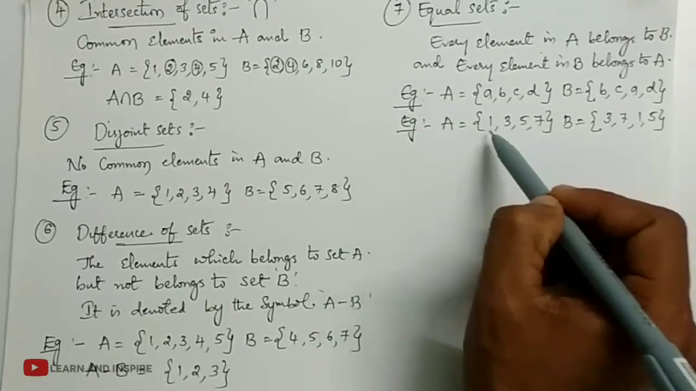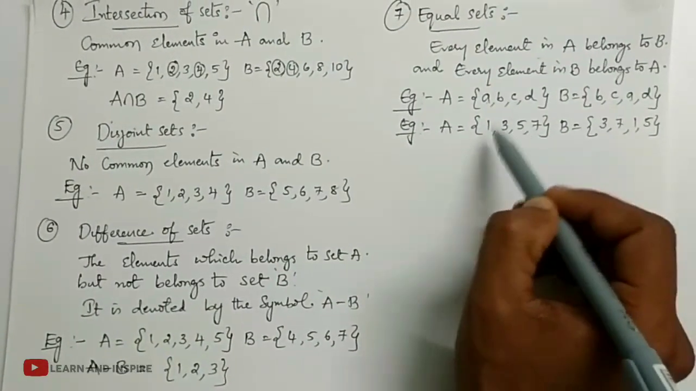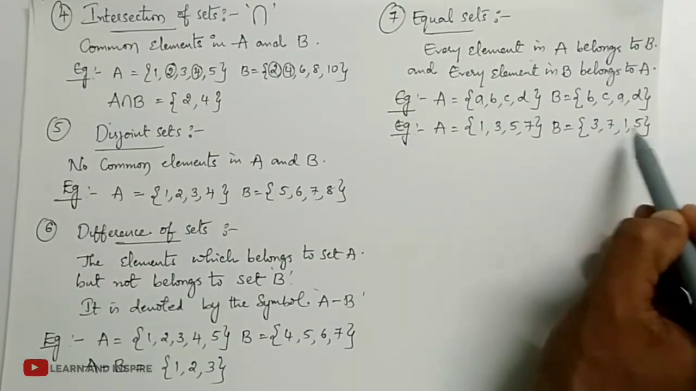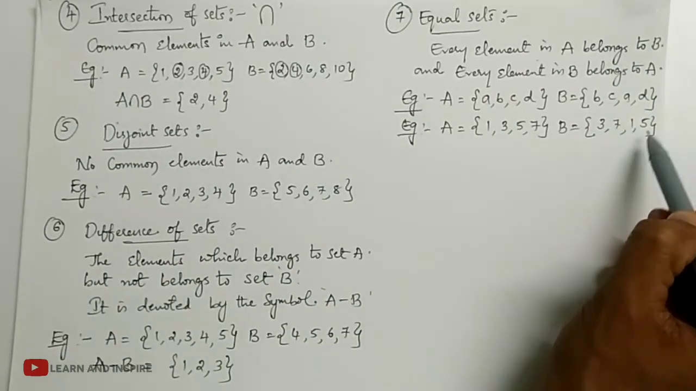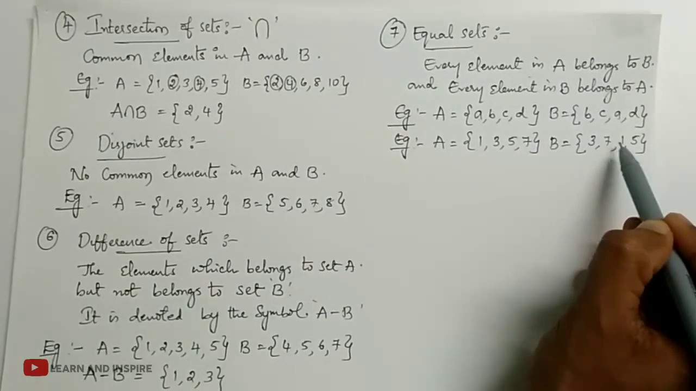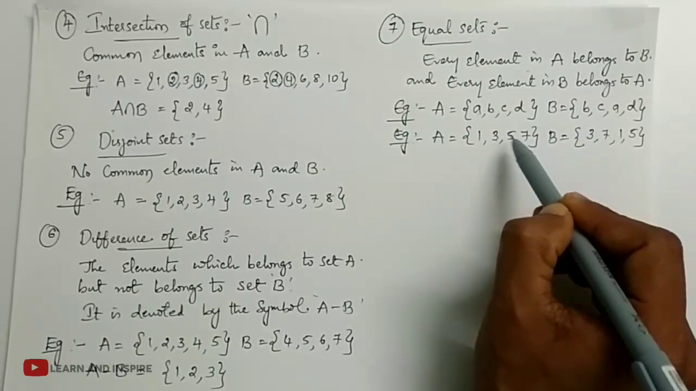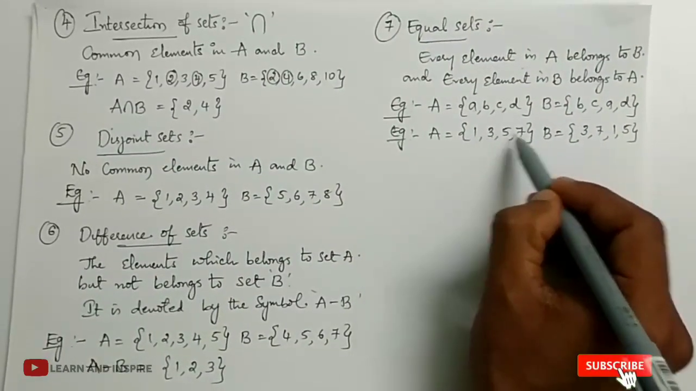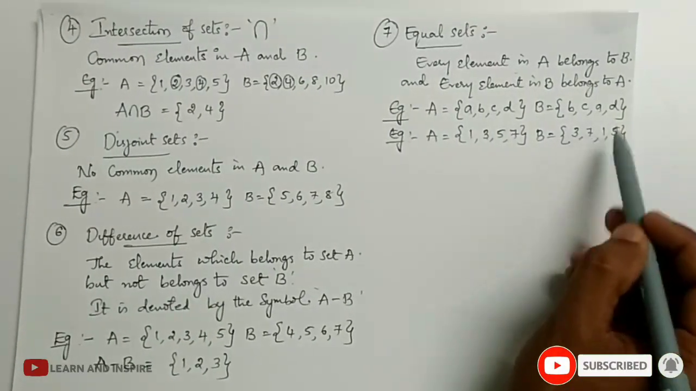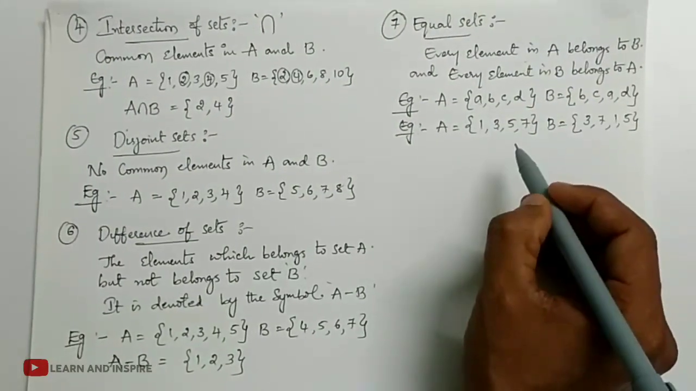Why? Because in set A we have 4 elements and they are 1, 3, 5, 7. That means all the elements of set A belong to set B. And elements of set B belong to set A, that means 3, 7, 1, 5 are the elements in set A. All the elements of set A are also in set B. So we can say that they are equal sets.